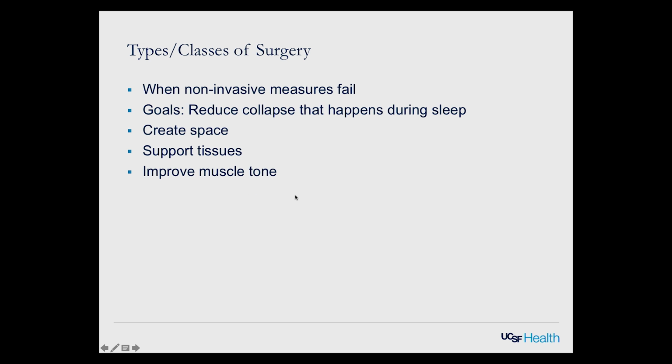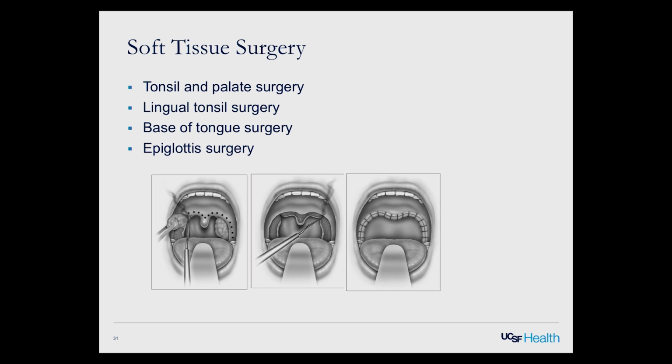The way I think about surgery is when non-invasive options fail, because you want to sign up for surgery once the less risky non-invasive options are not there. The goal is to reduce collapse that happens during sleep and create that space. One class of surgery, and this is a variety of surgeries that I'll lump together, is soft tissue surgery, which involves, and not everyone's a candidate, removing tonsils and changing the shape of the soft palate so there's less collapse at that level.